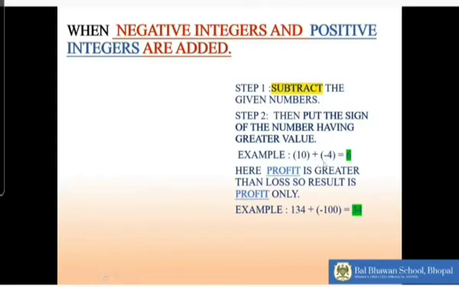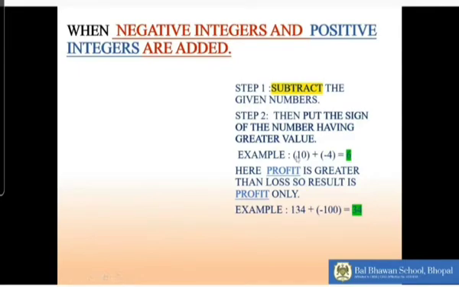That means positive 6. Here we can also understand that profit is greater than loss, so the result is profit only. I have another example, 134 added to minus 100. I have one positive number and one negative number. So children, I am going to simply subtract. When I subtract 100 from 134, I will get 34 as the value. And I check whether 134 is bigger or 100 is bigger. Here 134 is bigger, so I am going to get a positive 34 as my answer.